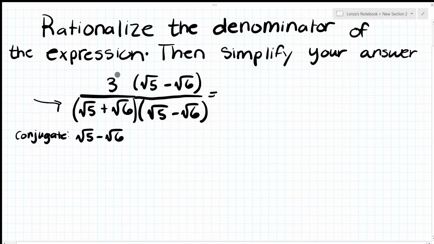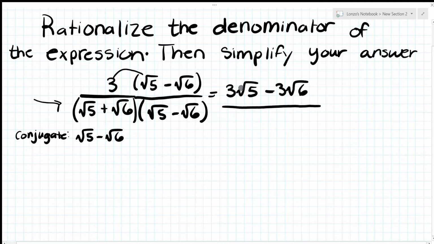So let's FOIL out that 3. So this is going to be 3 square root of 5 minus 3 times a negative 1, or negative 3 square root of 6. Now remember, these can't be combined because this is square root of 5 and this is square root of 6, so we can't combine those two. So now let's fix the denominator.